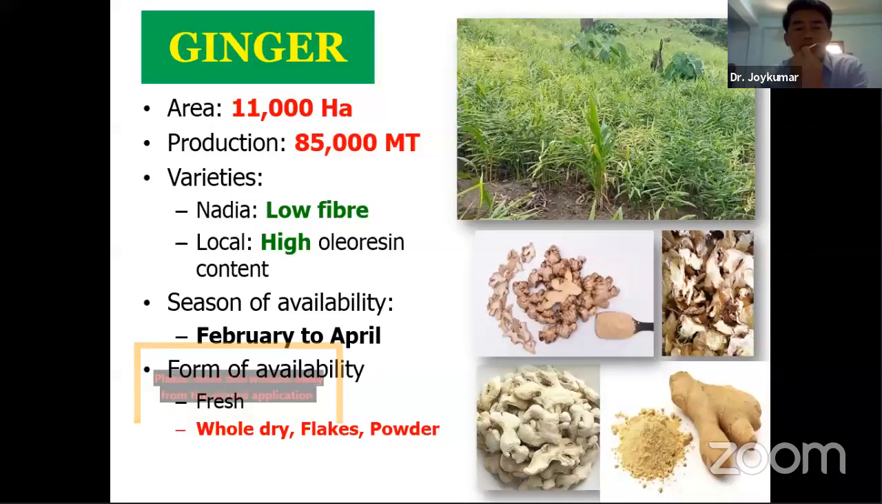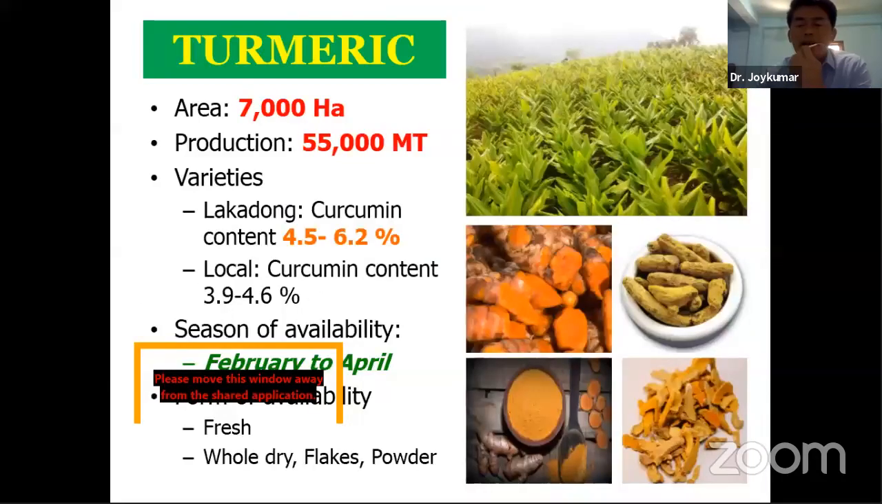Coming to ginger again, the quality of ginger available in the northern states is really incomparable. It has very high oleoresin and is low in fiber. Like that, we have very good production also. Turmeric is no less. The curcumin content is so high, incomparable with other parts of the country.